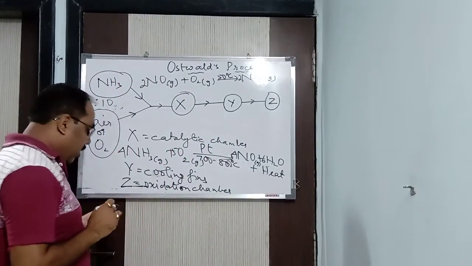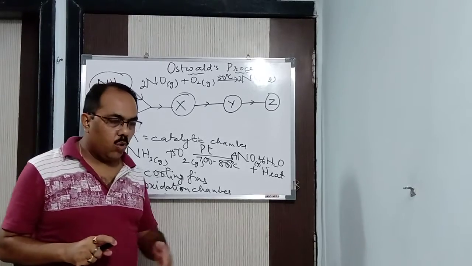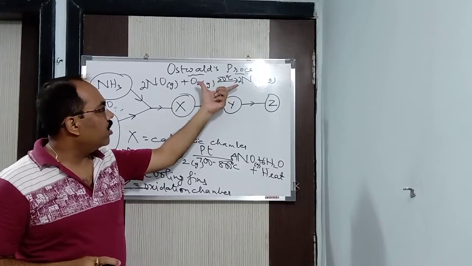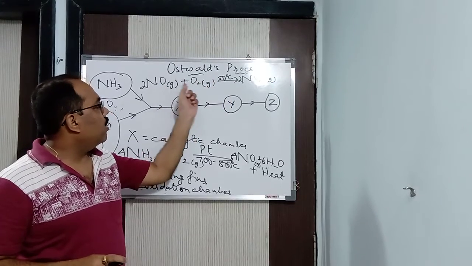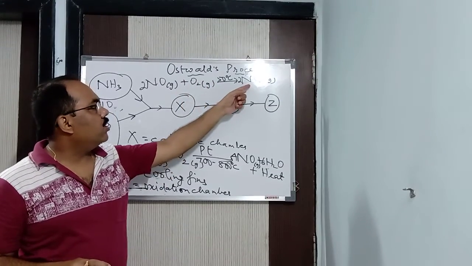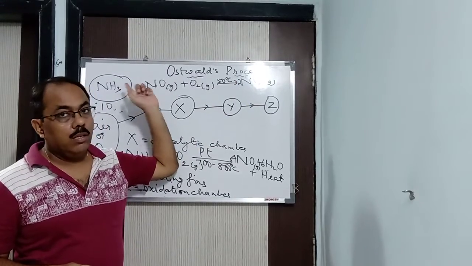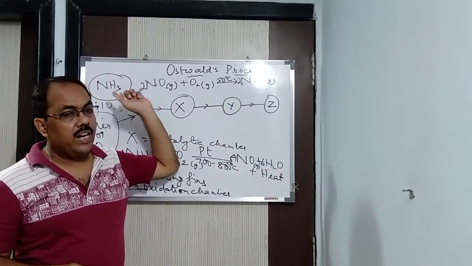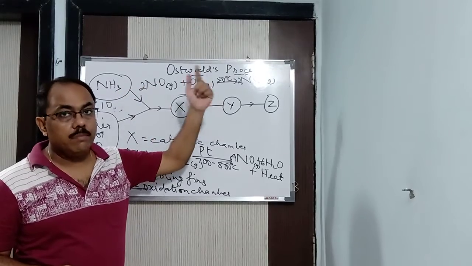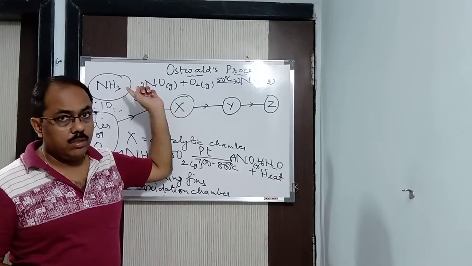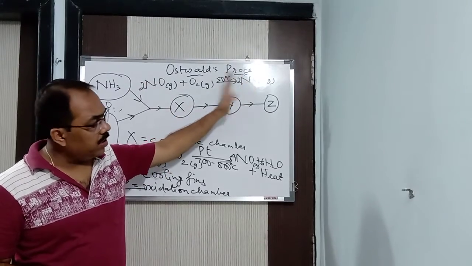Why? Because the temperature was 700 to 800, and if I don't lower down the temperature, nitric oxide will not combine with oxygen to form nitrogen dioxide. Rather, the reaction will become reversible, because nitrogen dioxide decomposes at higher temperature. Listen carefully, it decomposes at higher temperature. If at all some nitrogen dioxide is formed, the reaction becomes reversible.